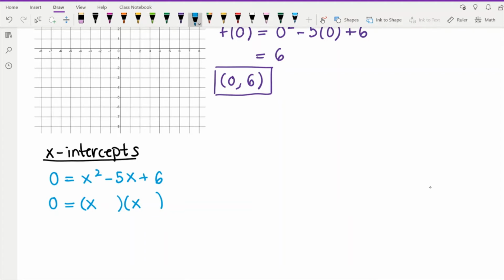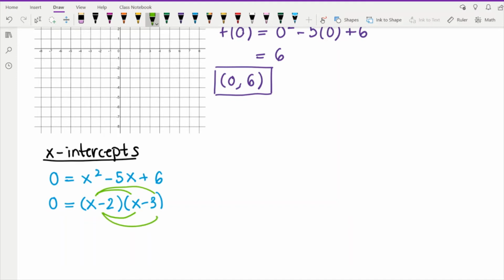So what would be two numbers that when you multiply them together, you get 6, and when you add them up, you get 5 or negative 5? Well, negative 2 and negative 3. So the nice thing about factoring is you can always check. So you can check by multiplying this together. And so you'd get x squared minus 3x minus 2x. So that's where the negative 5 comes from, and then plus 6.